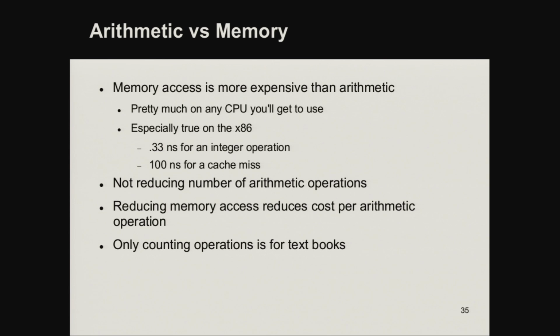And so another question is, we've got two things we can try and optimize here, right? We've got the arithmetic and we've got the memory. Memory access is much more expensive than arithmetic, and that's pretty much going to be true on any CPU that you're going to get to use, and it's especially true on an x86. Roughly, an integer operation is about 1/3 of a nanosecond. You can kind of back that out of the clock speed of the chips these days. But a cache miss is about 100 nanoseconds. So you clearly have a chance to get a much bigger benefit out of getting rid of a memory operation than you do out of getting rid of a single arithmetic operation.